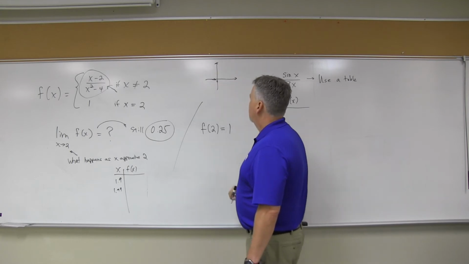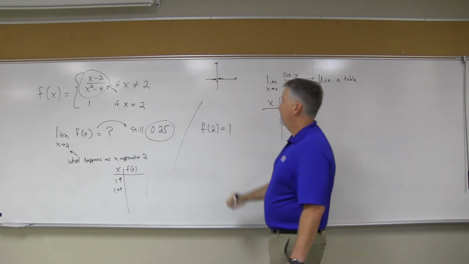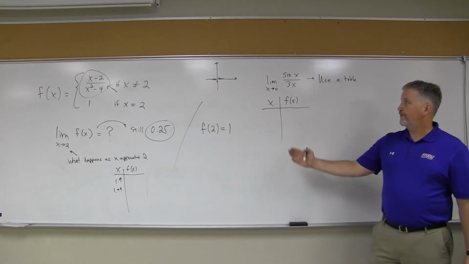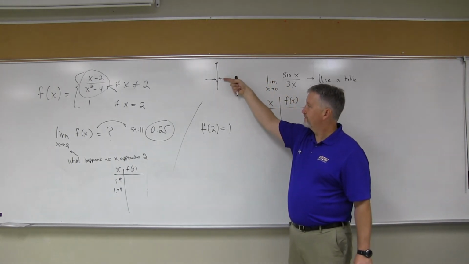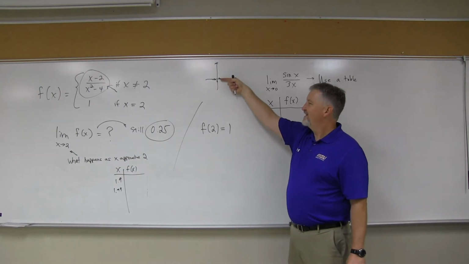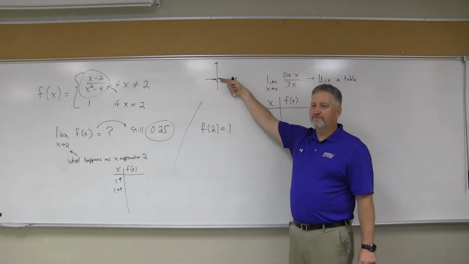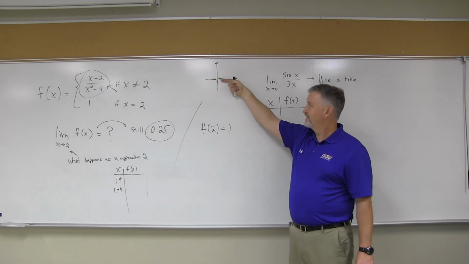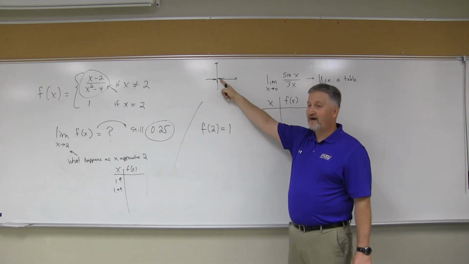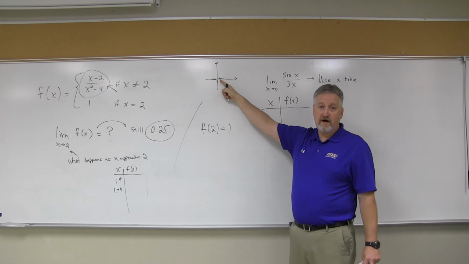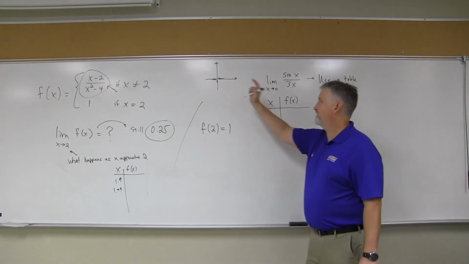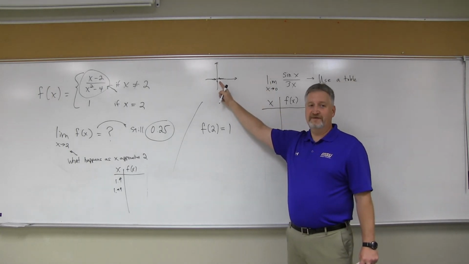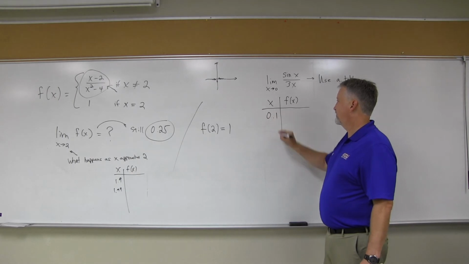I want to approach x equals 0, so I need to do both sides. If I approach, let's just do the right side here, the greater than side of 0, what numbers would I use to approach 0? Well, if I'm on this side, maybe 0.5, 0.6, something close to 0. But let's just cut to the chase. Let's get even real close to 0, 0.1. Let's start at 0.1.